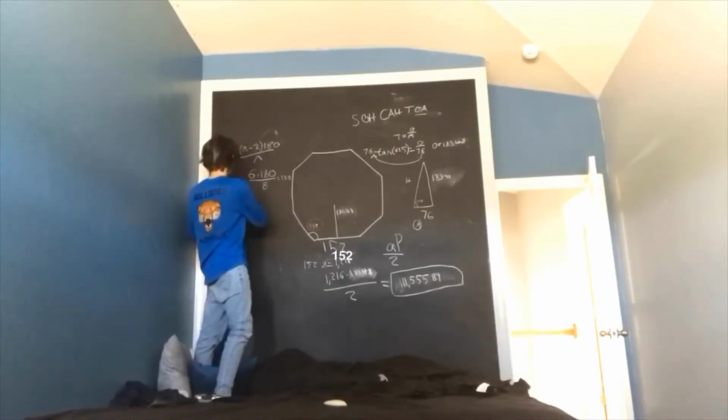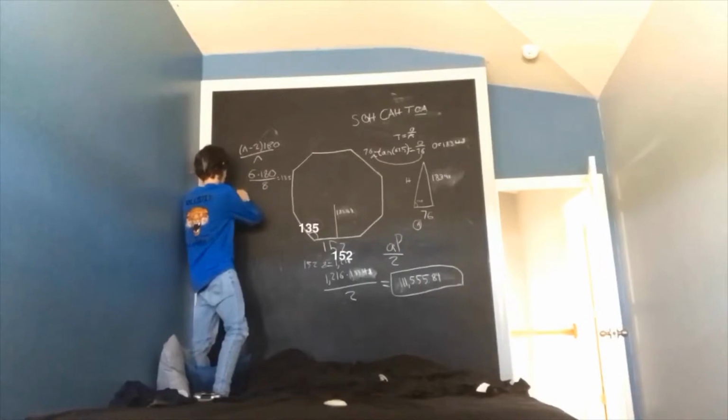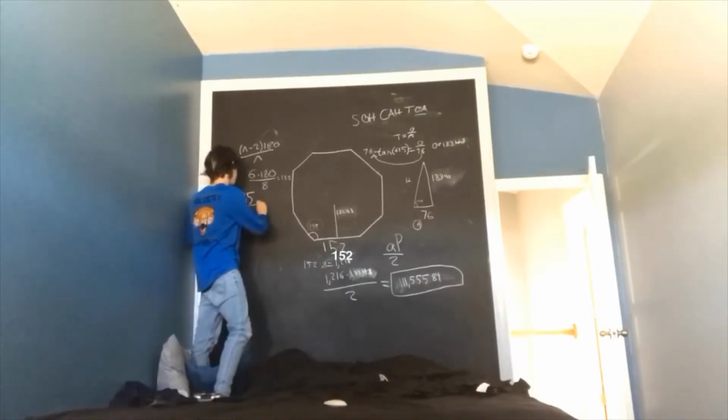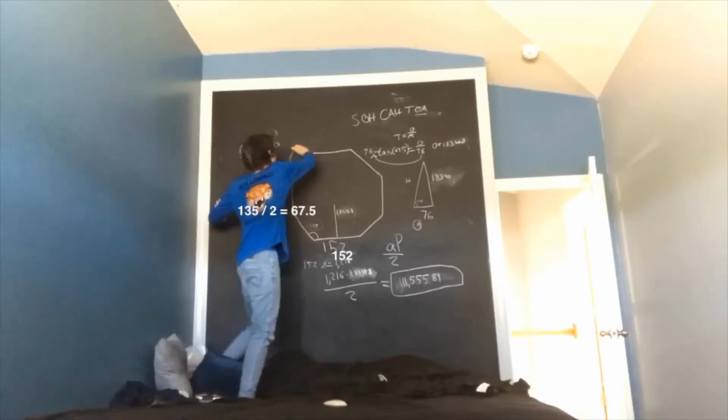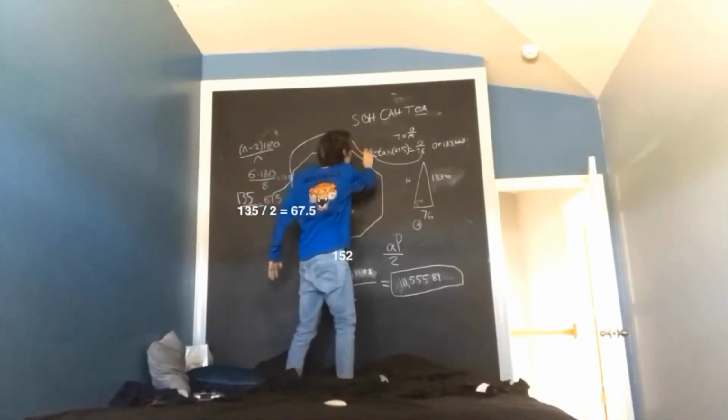So with an octagon, it would be 6 times 180 divided by 8, which gives you 135. And I do 135 divided by 2, and it gives me, I think, 67.5. And that's what you have to use when doing the right triangle, which helps you find the apothem.